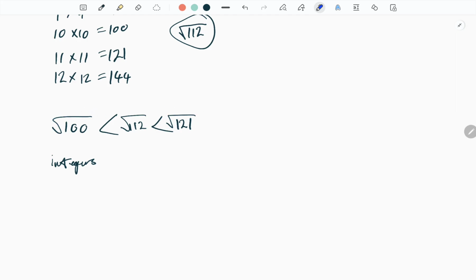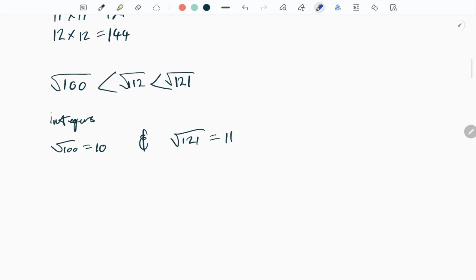So what is the square root of 100? The square root of 100 is 10, again plus or minus. And then the square root of 121 is again 11. So the numbers we have taken are our perfect squares.